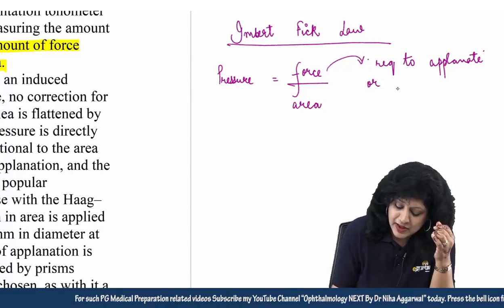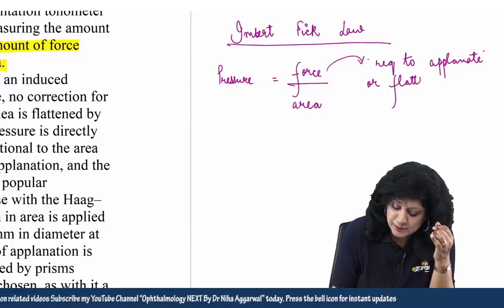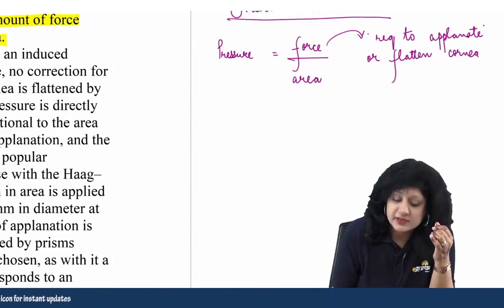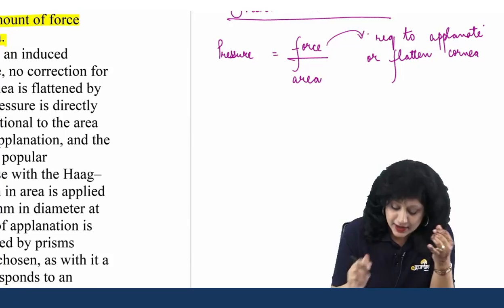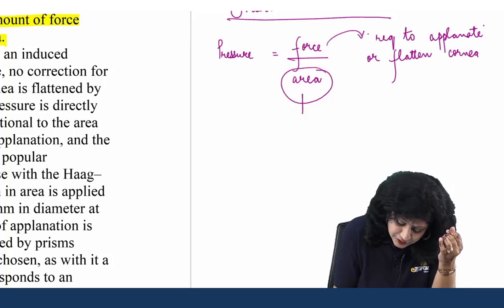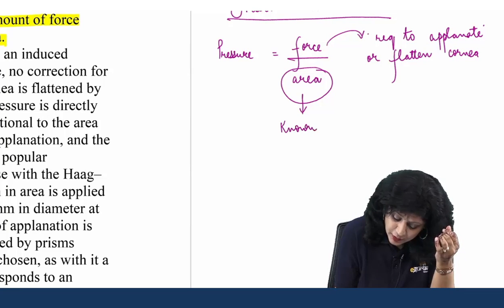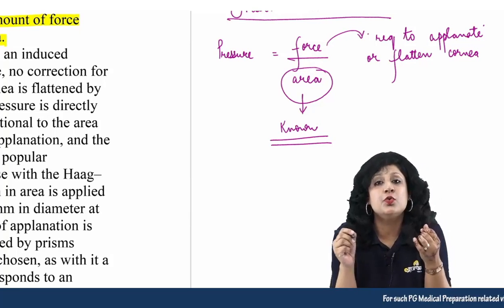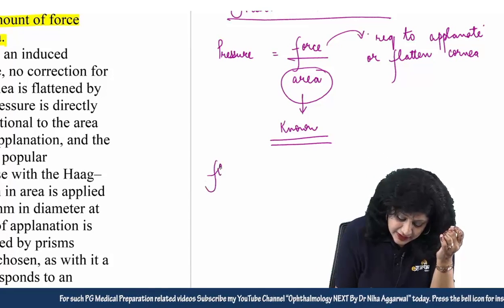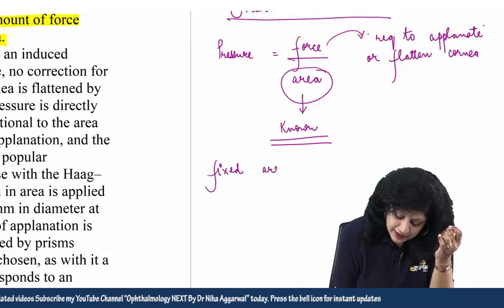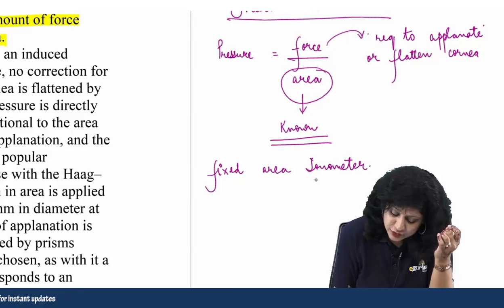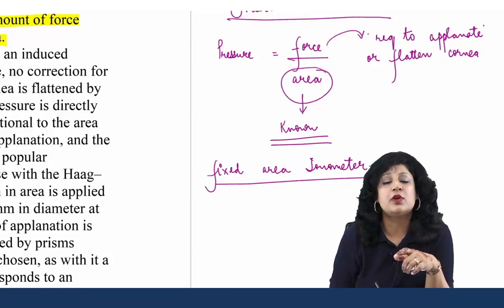Applanate means flatten. What is the amount of force which is required to applanate or flatten what? The cornea, and what area? Okay, so you divide by what area of the cornea you have taken. This will be already known. We are actually flattening a known amount or known area of the cornea, and therefore we can say that it is a fixed area tonometer.